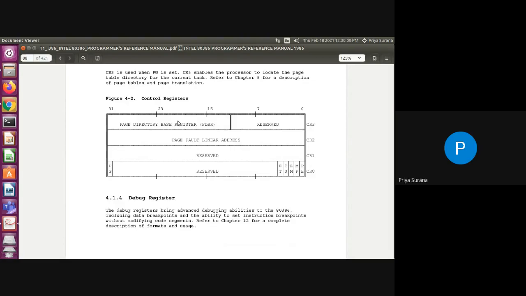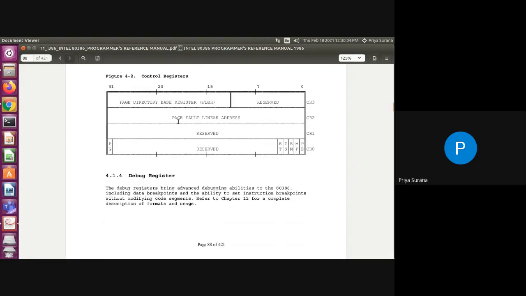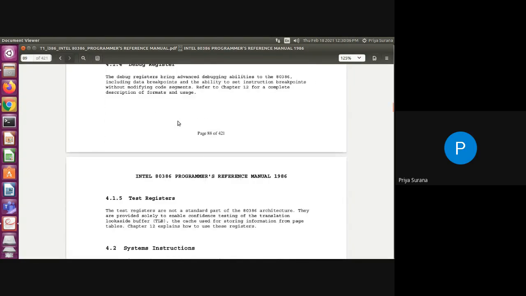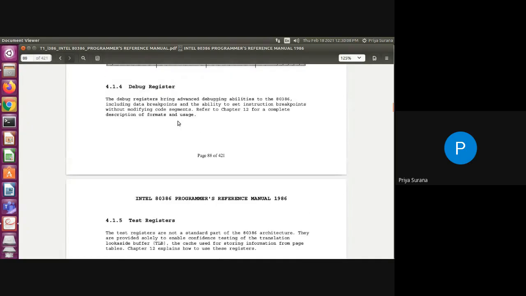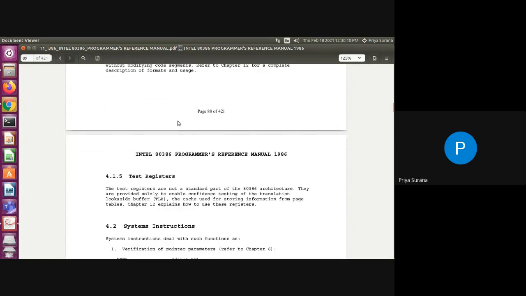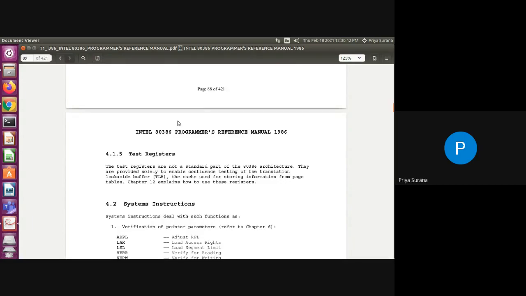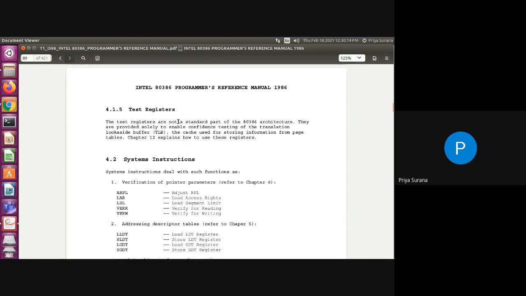Debug register is used for debugging purposes. Next is the test register. Only two test registers are there, used for testing purposes, mainly the TLB, that is translation lookaside buffer. For that purpose the test register will be used, and if there is any fault or any testing is required, at that time these can be used. The main point of discussion is system instruction.